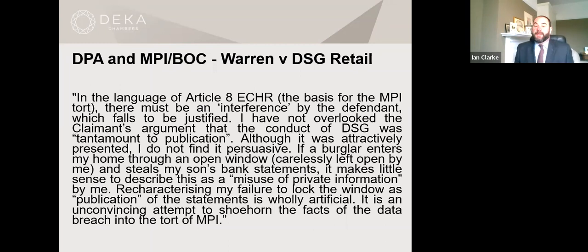with the court saying this: in the language of Article 8, there must be an interference by the defendant which falls to be justified. I have not overlooked the claimant's argument that the conduct of DSG was tantamount to publication. Although it was a transfer, I do not find it persuasive. If a burglar enters my home through an open window and steals my son's bank statements, it makes little sense to describe this as a misuse of private information by me. Recharacterizing my failure to lock the window as publication of the statements is wholly artificial. It's an unconvincing attempt to shoehorn the facts of the data breach into the tort of MPI.